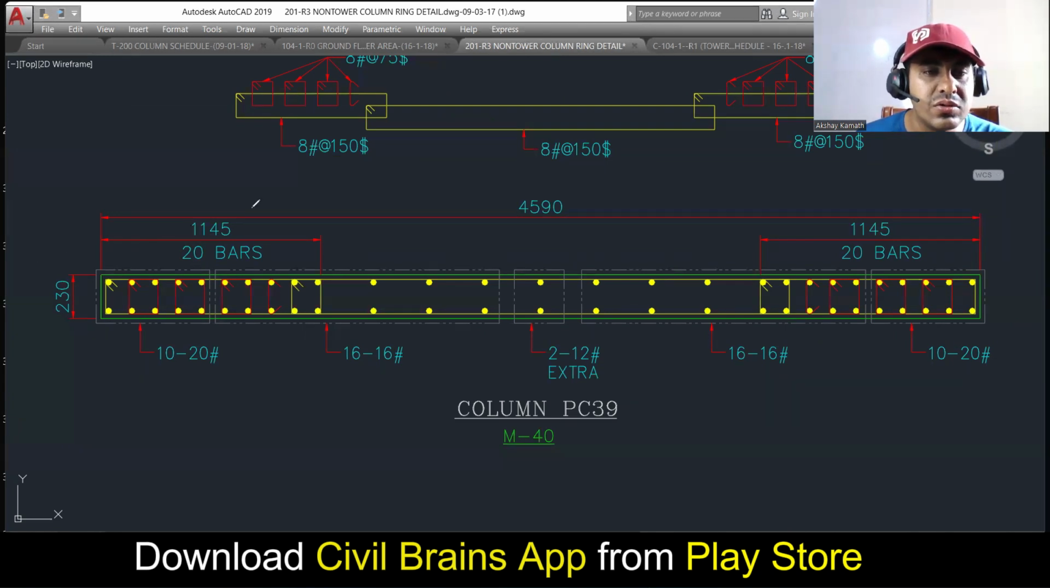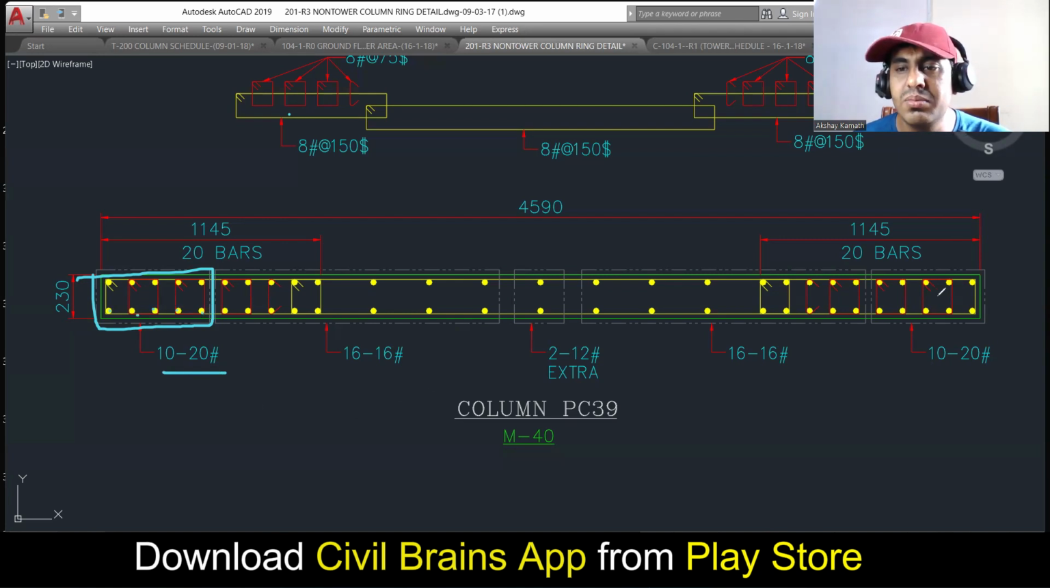We'll do it like this. Here it is mentioned, whatever bar you can see here, we'll be providing a 20 diameter 10 bar. So 1, 2, 3, 4, 5, and 10 is done. Same thing here. Whatever you can see inside this, it's a 20 diameter 10 bar.